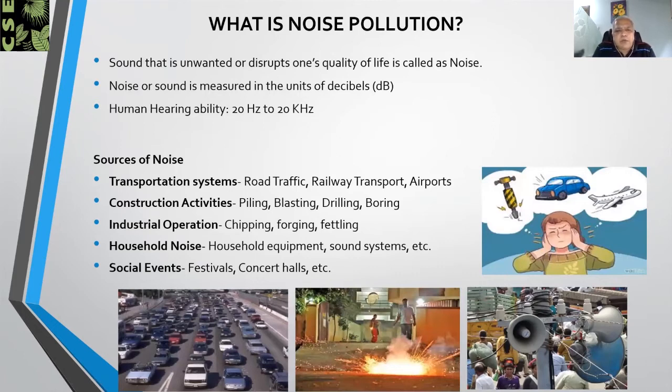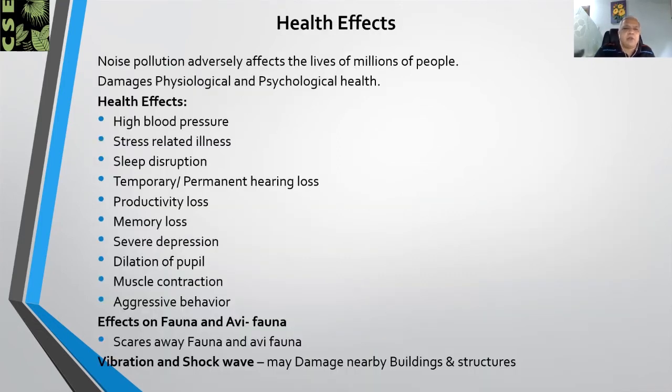Now, the other aspect which is covered also under air pollution is the noise levels. As we all know, noise is nothing but unwanted sound, and is generally measured between 20 hertz to 20 kilohertz. The major sources we all are aware of: transportation systems, industrial operations, which include chipping, forging, fiddling, construction activities like piling, blasting, drilling, boring, household noise or cultural noise, various cultural activities, festivals, concert halls.